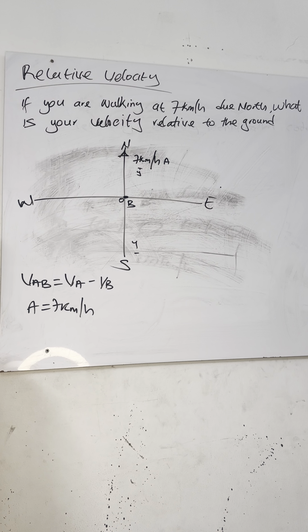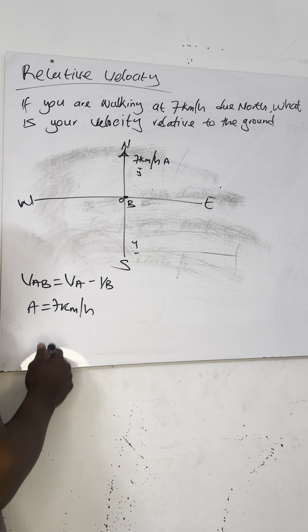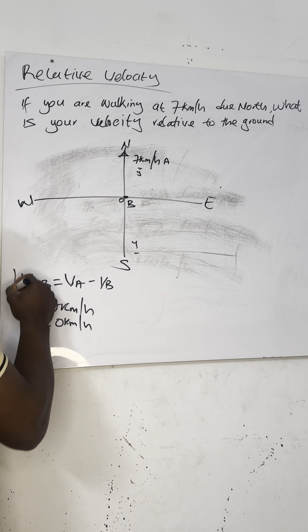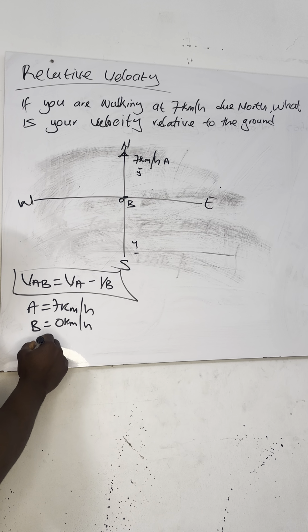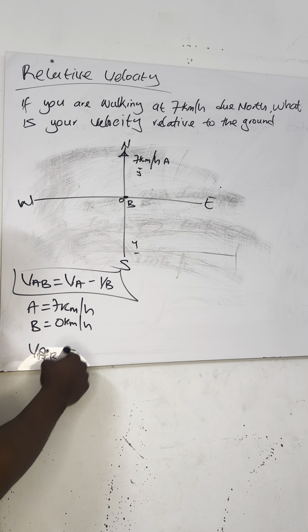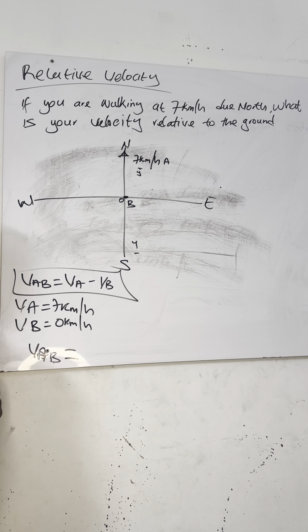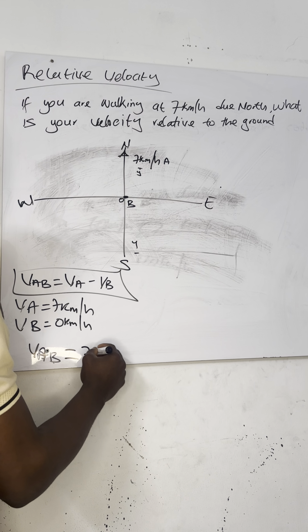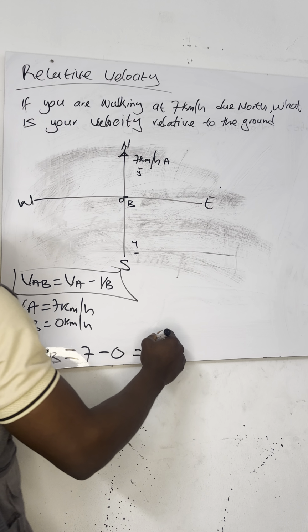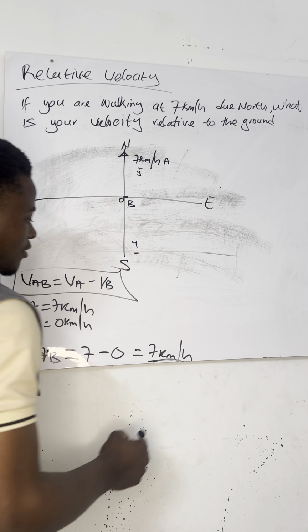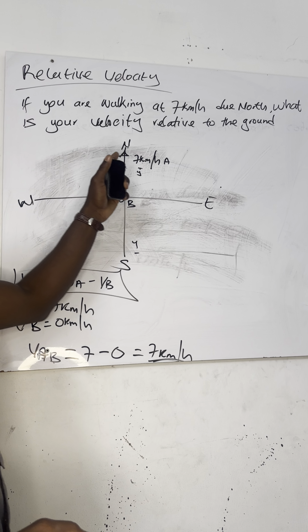Now what is the velocity of the ground? The ground, B, is equal to 0 kilometers per hour. Now let's put this in the formula. VAB is equal to VA minus VB. So your VA is simply 7 and your VB is 0, minus 0. This will give you 7 kilometers per hour. That is your velocity relative to the ground.